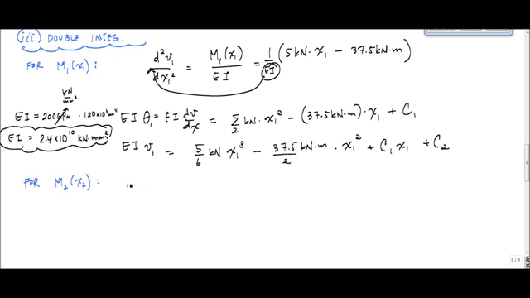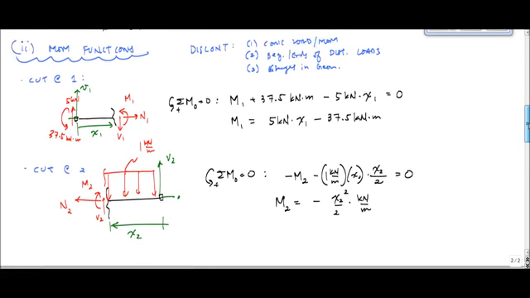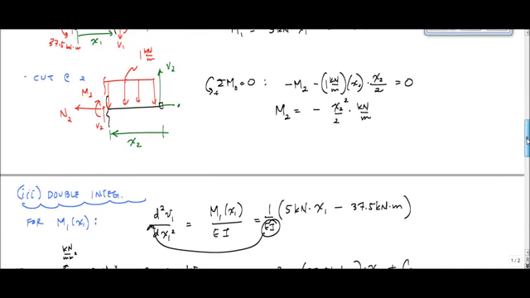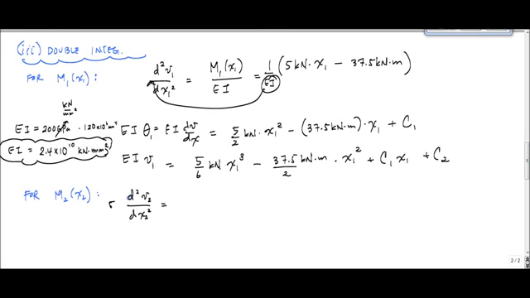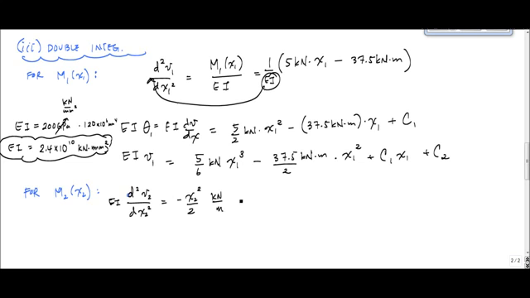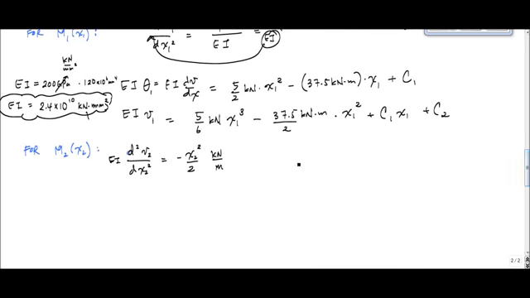I'm not going to write it out so explicitly this time. d squared v2 over dx2 squared is equal to, let's see, M2 was just minus x2 squared over 2. So this is EI times minus x2 squared over 2 kilonewton per meter. We just have to make sure we keep units straight later on. Maybe convert this into meters, but we can do that later. We have this EI business going on.